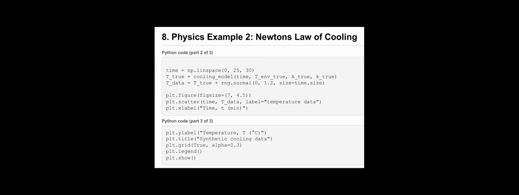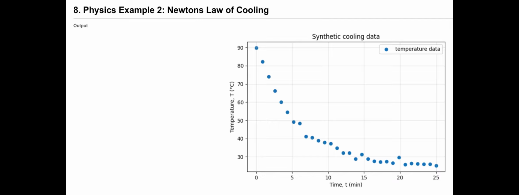Again, we generate synthetic data. We have set the ambient temperature to 25 degrees and an initial boost of 65 degrees. We have also added a bit of noise to make the data more realistic, similar to what you would see using a temperature probe in a lab. The plot shows a clear exponential approach toward the ambient temperature.